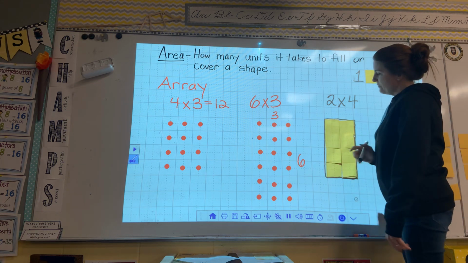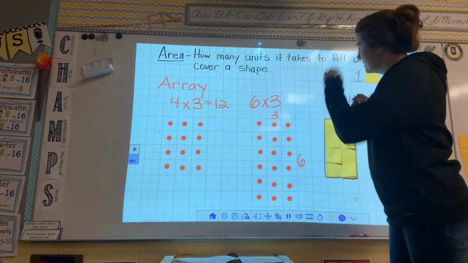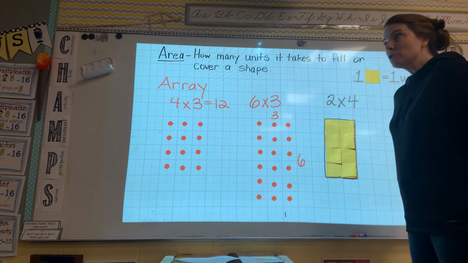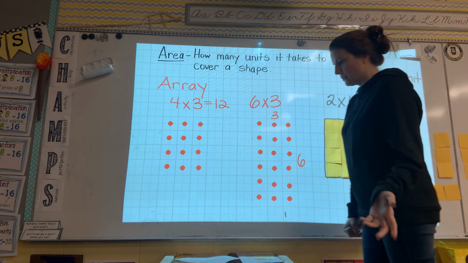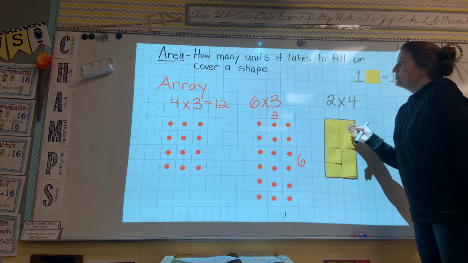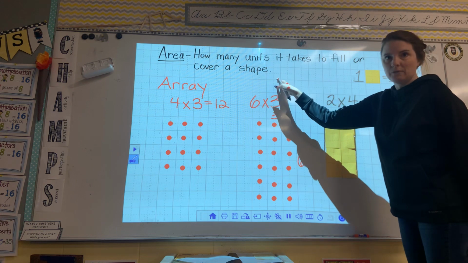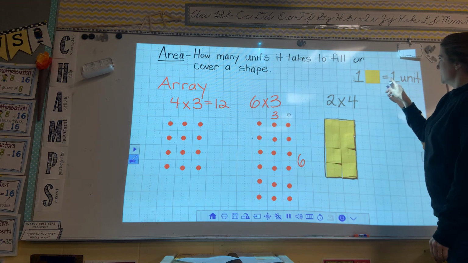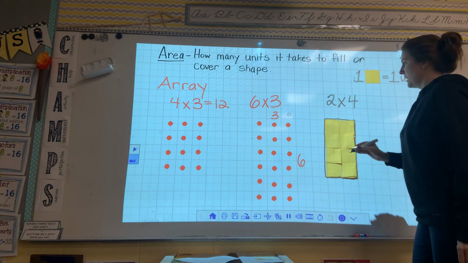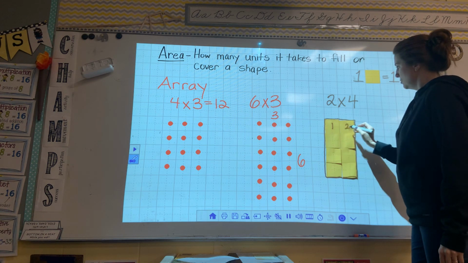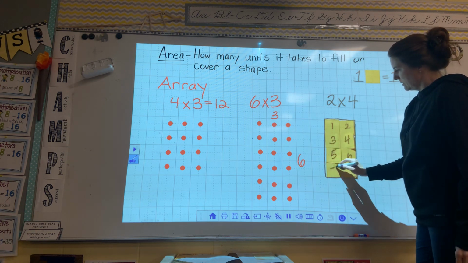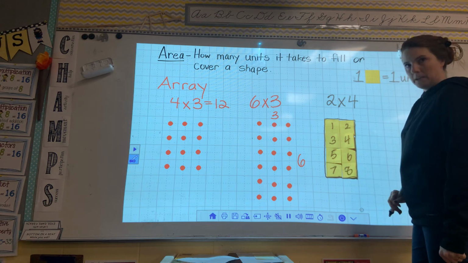Now, if my rectangle was my bulletin board and I needed to know how much space or what the dimensions were of it so that I could buy something to cover it, like perhaps the gray felt, then what I need to know is how many units would it take to fill or to cover it. We're saying that 1 Cheez-It is the same as 1 unit, okay? So in this case, how many units would it take? Well, it would take 1, 2, 3, 4, 5, 6, 7, 8, right?